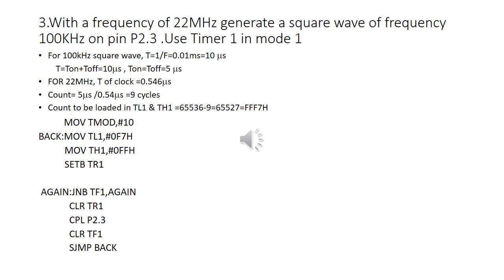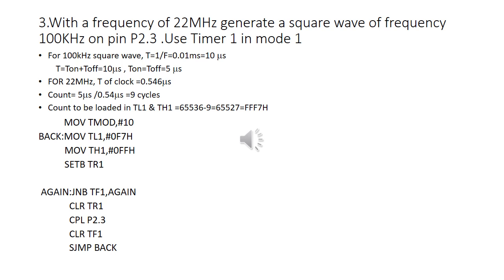That will be equivalent to 10 microseconds. So T on plus T off will be equivalent to 10 microseconds, so by 2 it will be equivalent to 5 microseconds. And here you are going to connect a crystal oscillator whose frequency is 22 MHz. So the time period of this clock will be 12 divided by 22 MHz, that will be equivalent to 0.546 microseconds.